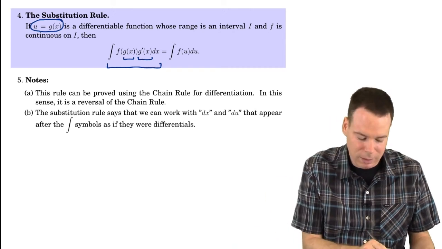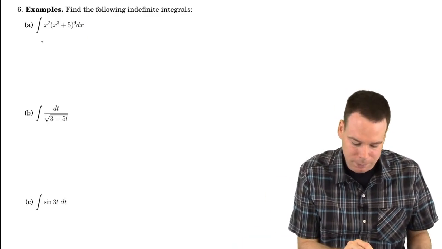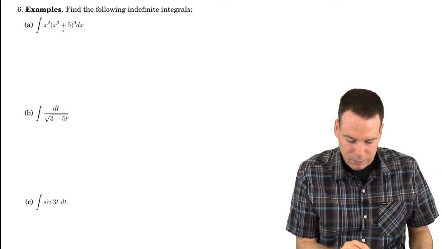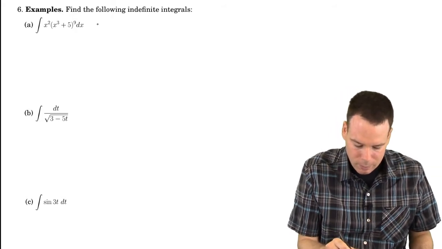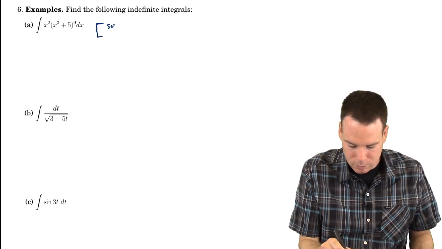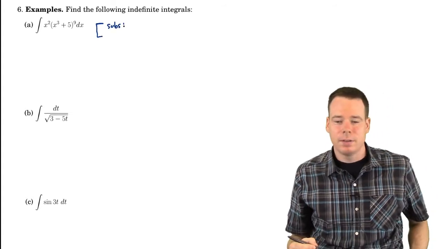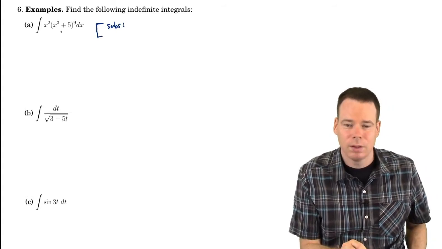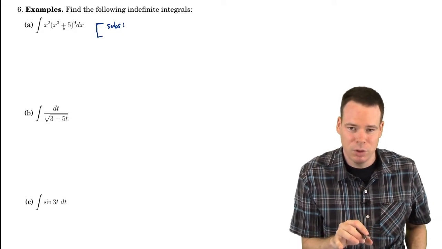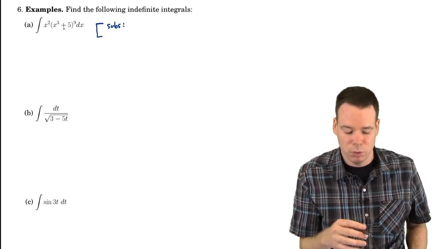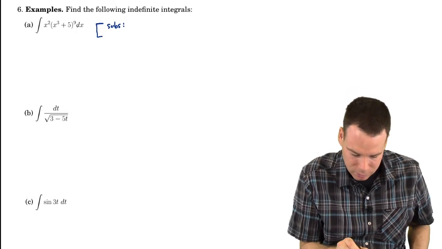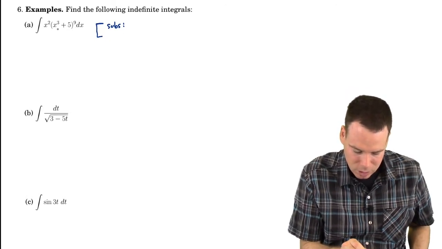Let's now go ahead and look at a bunch of examples so we can get lots of practice on this. So find the following indefinite integrals. What we'd like to do is try to find some part of the expression that we can replace with a variable u where the derivative also appears. So if I scan through this expression, I see I've got an x cubed plus 5.